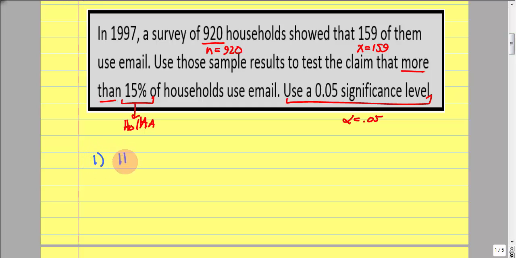So my first step is to state H0 and HA. So H0, I have proportion, or percentage, is equal to 15%, and we're claiming that it is more than 15%. So my null hypothesis is always the equal sign. My claim will be in the alternative hypothesis. So more than 15% comes down here. My second step is to state my level of significance. So in this case, alpha equals 0.05.